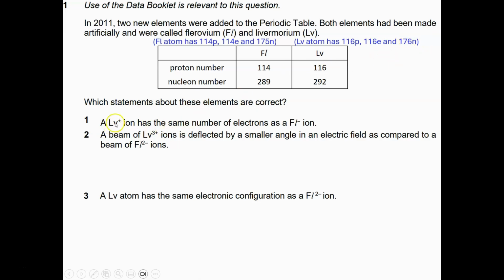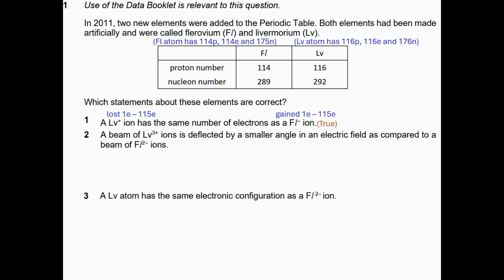So statement 1, Lv plus ion. So Lv atom has 116 electrons. After it loses one electron, it will have 115. Flerovium ion is formed by gaining one electron for the flerovium atom. So it will also have 115 electrons. So statement 1 is true.